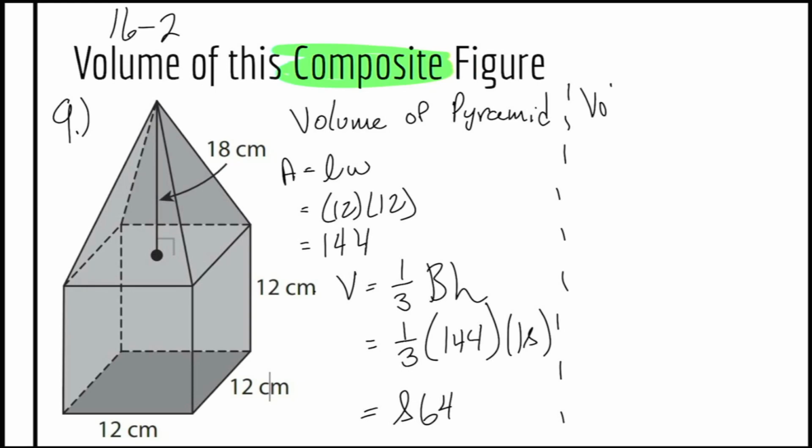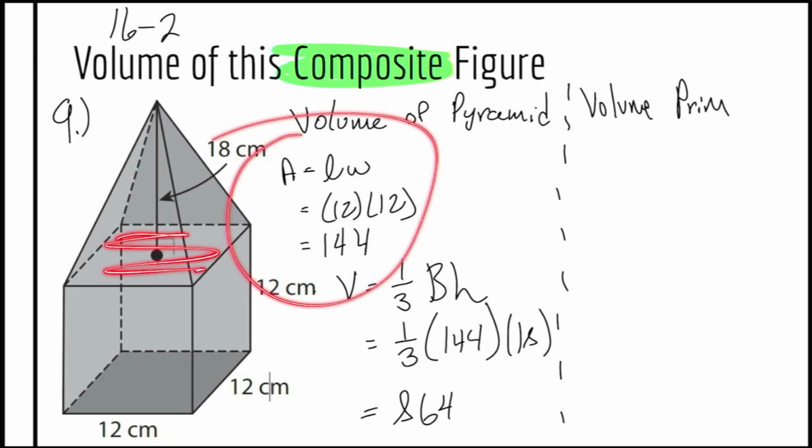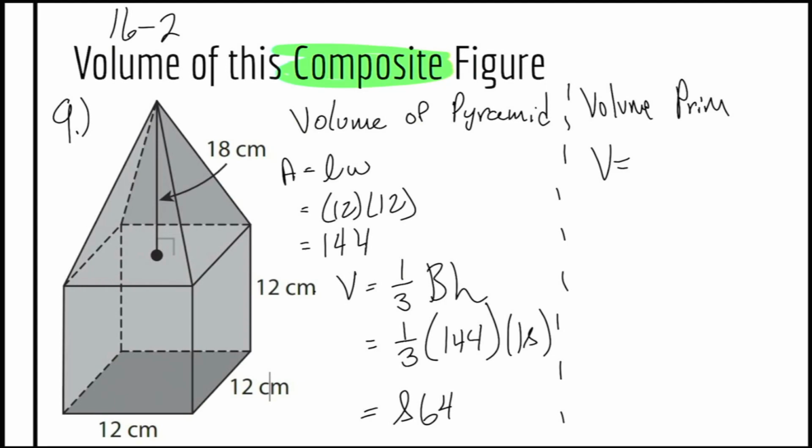Now I need the volume of the prism. Here I have a cube. This prism is called a cube because all the faces are exactly the same. It's going to be the base of the cube times the height. We already figured out the base of the cube because it's going to be the same as this one. This base is the same as this base. So we're going to plug that into our formula for our prism. Once again, I spelled prism wrong. I'm so sorry.